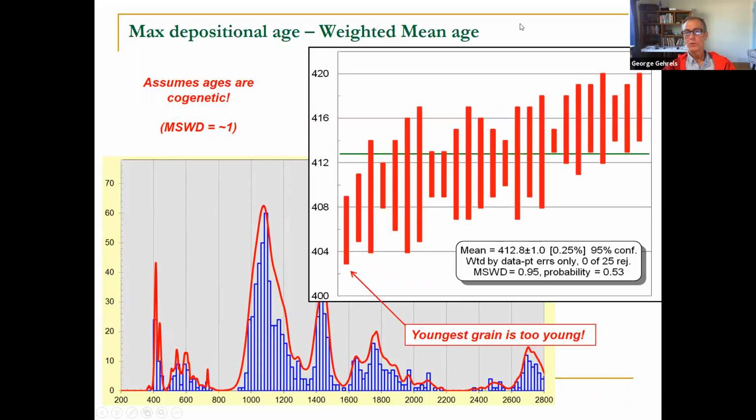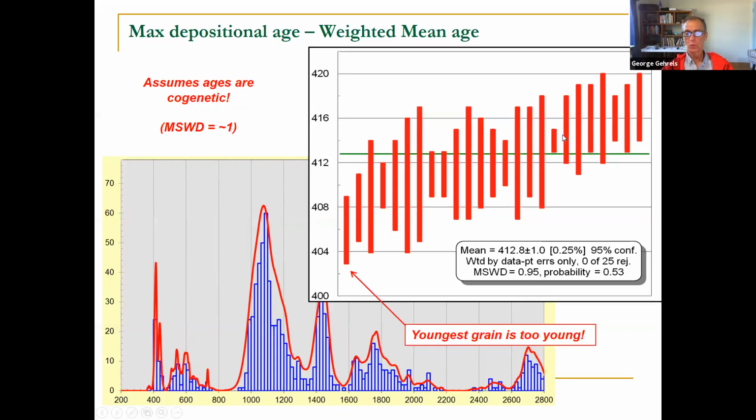A really common way to do this is by the weighted mean calculation. This is how you would normally determine the age of a set of igneous analyses. If you go out to granite and you analyze 25 zircons from that granite, you would plot them all up on your weighted mean plot. You look at the MSWD, if you're close to 1, and you need to know a little bit about how that works. Then you would say, oh yeah, it looks like the weighted mean, the green line here, is the best estimate for that set of ages.